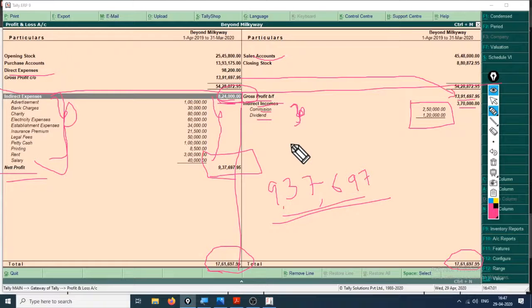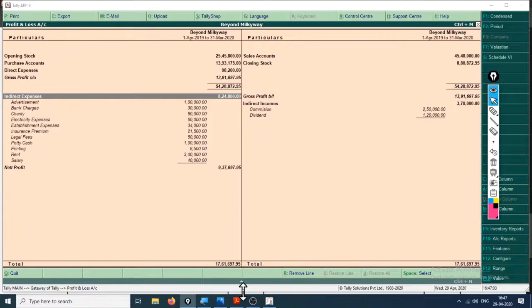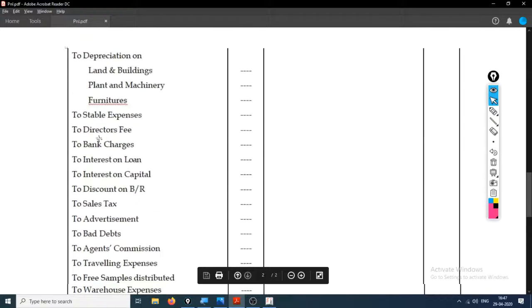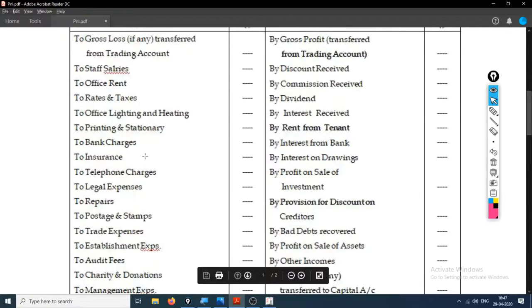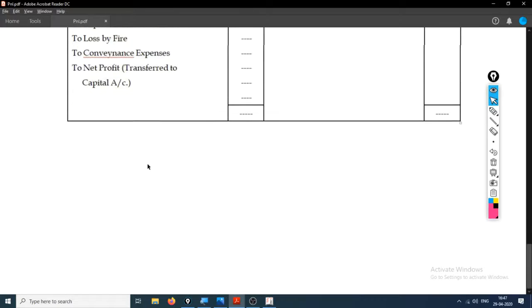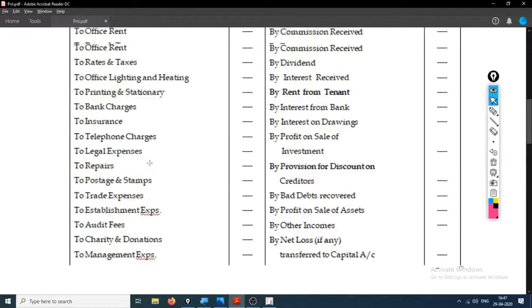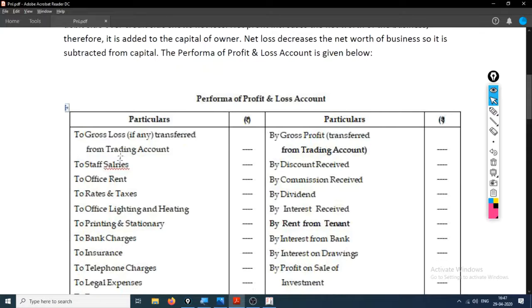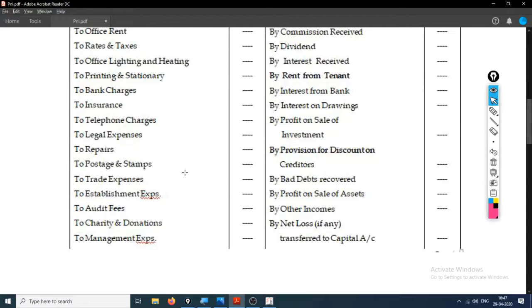So right here in the resource file I have for you the complete sets of examples that are possible for any indirect expenses. Yeah, so you can take a look at them, but this is basically common sense only. So I'll see you in the next lecture and we'll move forward.